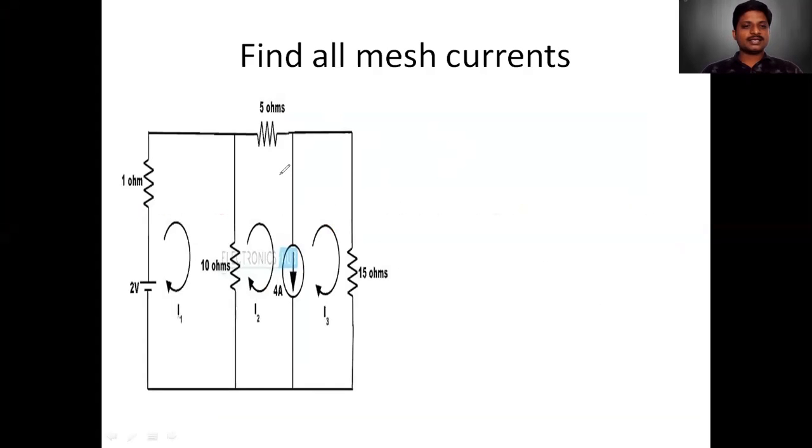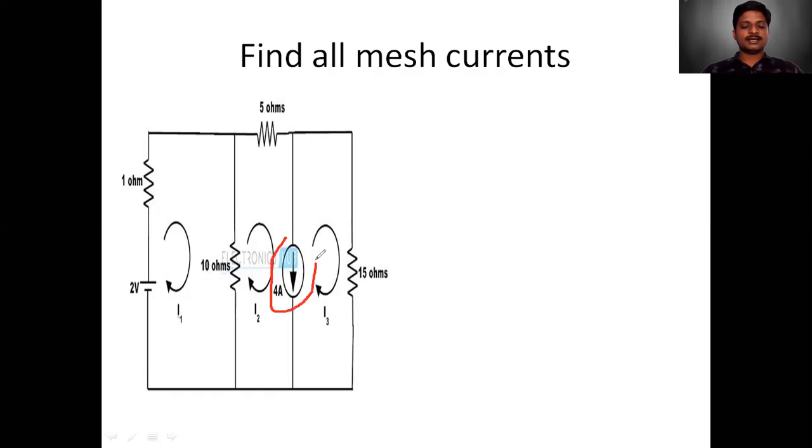in normal mesh analysis, there will be no current source present in the circuit diagram. But now you have a current source here that is in between two loops. So in between the loops I1 and I2. Therefore, if you want to apply KVL in loop 2 or loop 3 separately, you cannot apply. Okay.